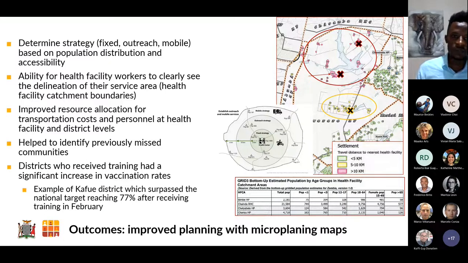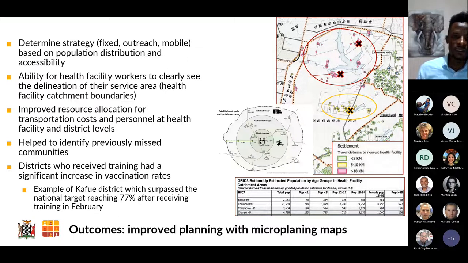The maps informed better resource allocation for transport costs, because the healthcare workers were able to use the maps to physically calculate distance and then input it in the budgeting cost for transportation. There was a factor that was given for calculating fuel for budget needs for outreach programs.